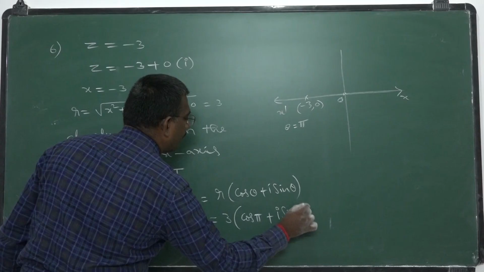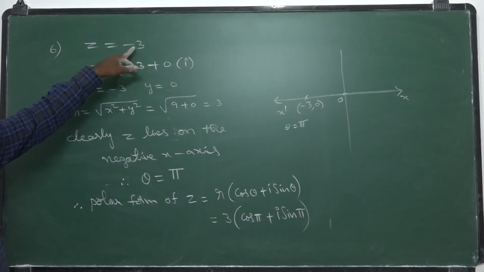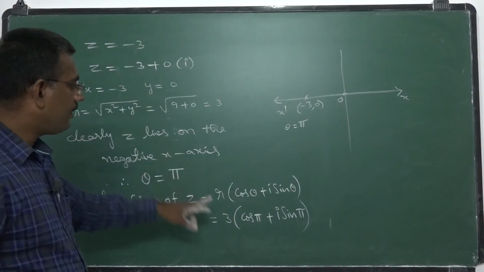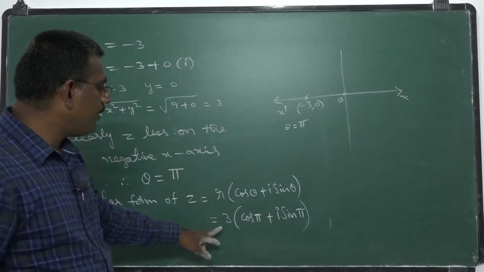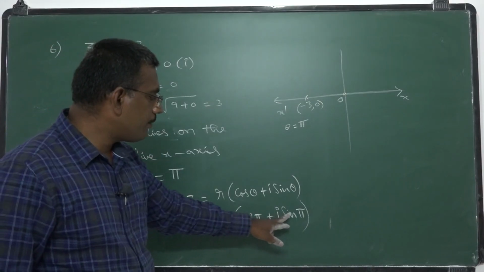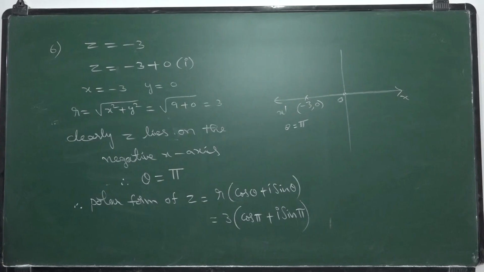So this is the polar form of the given complex number. Minus 3 can be written as r of cos theta plus i sin theta. It means minus 3 will be equal to 3 of cos pi plus i sin pi. So this is the polar form of the complex number. Next, seventh problem.